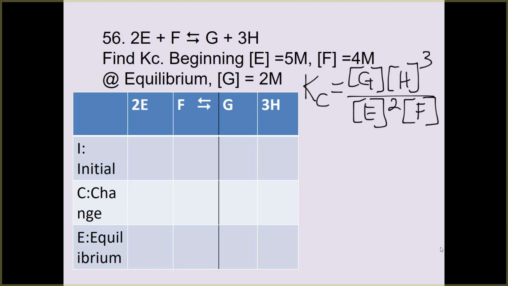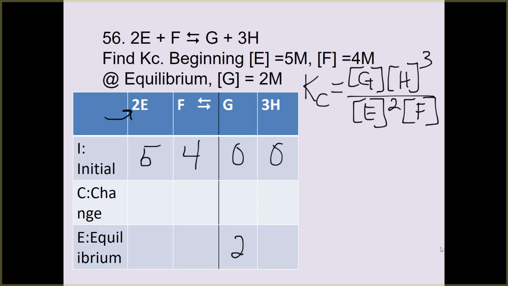So find Kc, so the equilibrium constant. At the beginning, E is 5, F is 4, and it doesn't say what G and H are, so I'm just going to put in a 0. And then it says at equilibrium, G is 2. All right, so now let's look at the change. So this one has the stoichiometry in it. So you're going to see this in the change step.